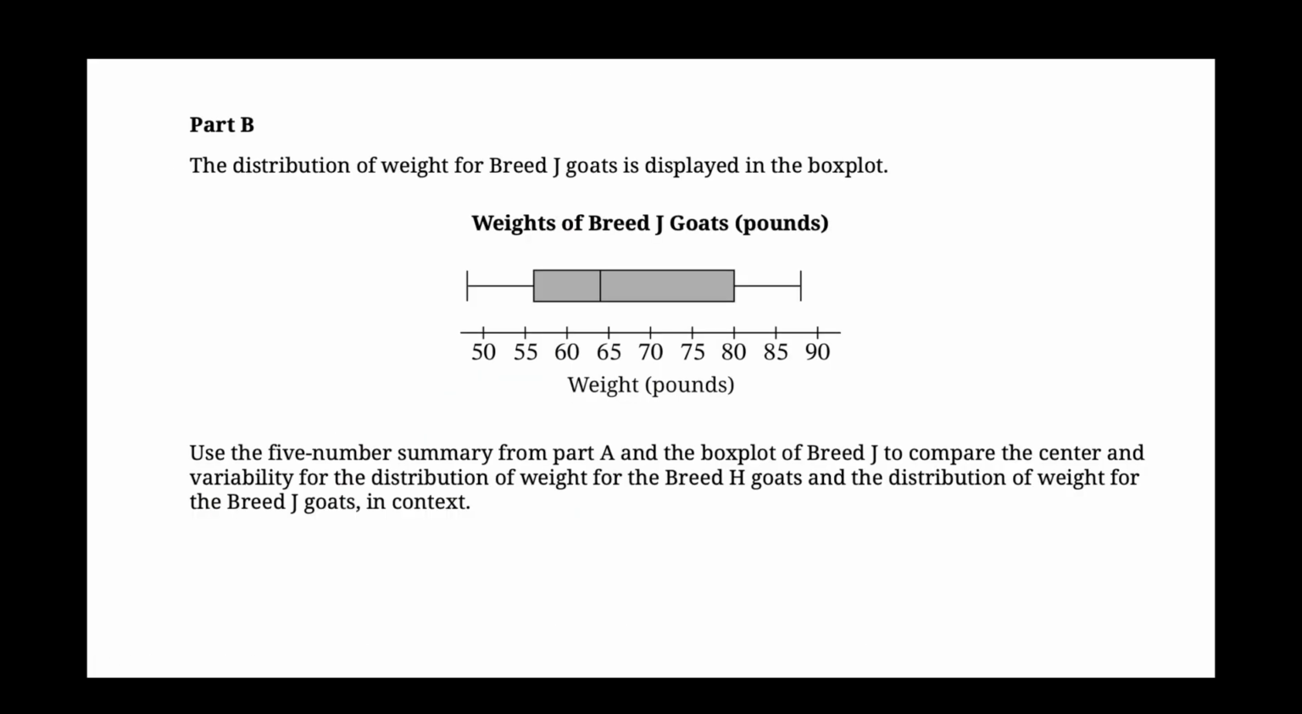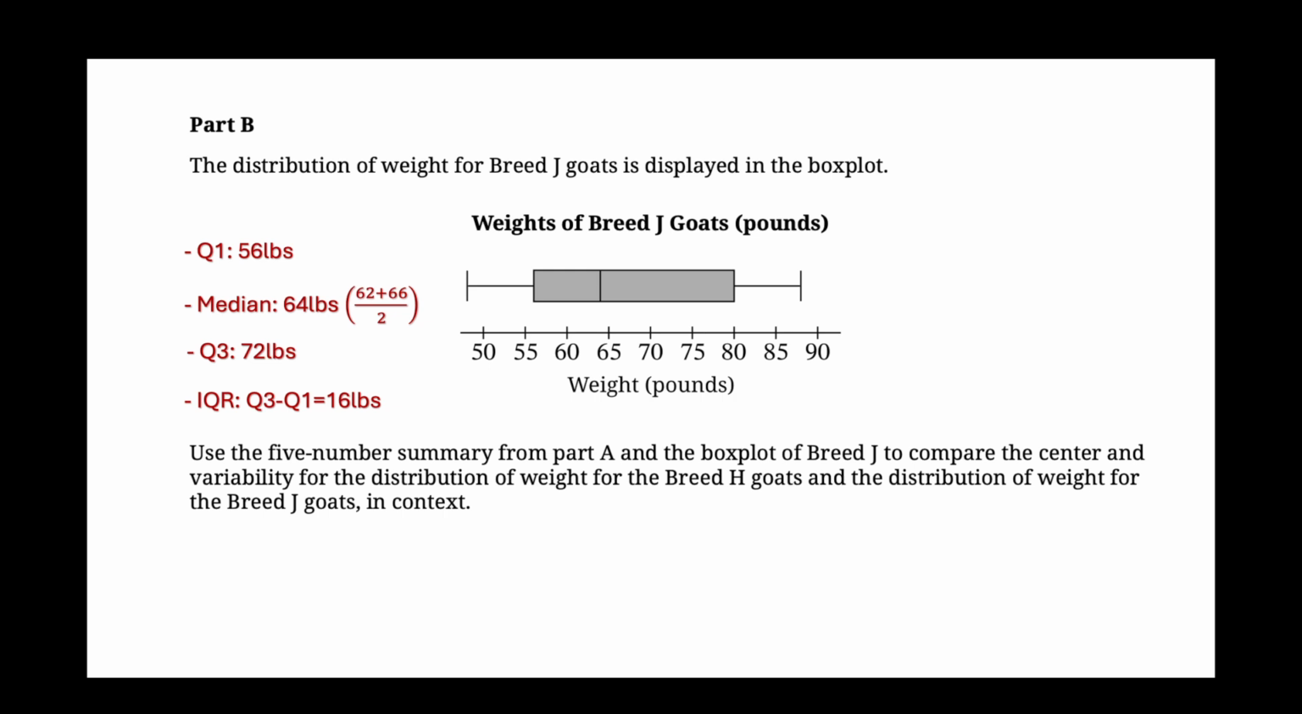Now part B. The distribution of weight for breed J goats is displayed in the box plot. We have to use the 5-number summary from part A and the box plot of breed J to compare the center and variability for the distribution of weight for breed H goats and the distribution of weight for breed J goats in context. So let's recall the 5-number summary for breed H goats.